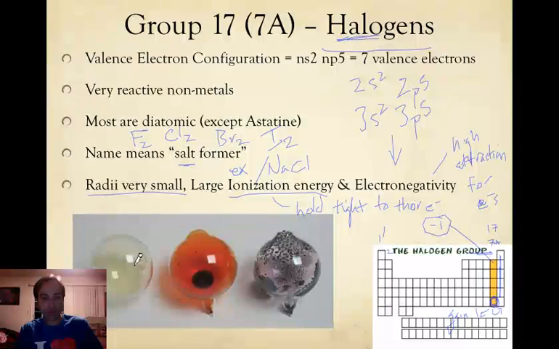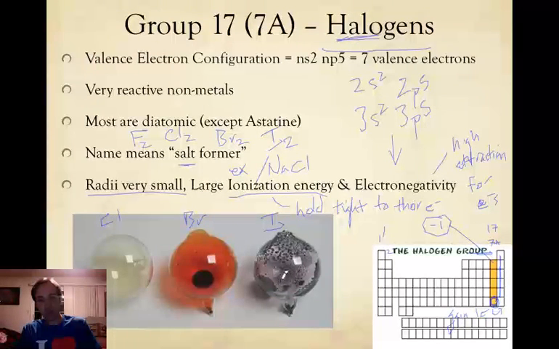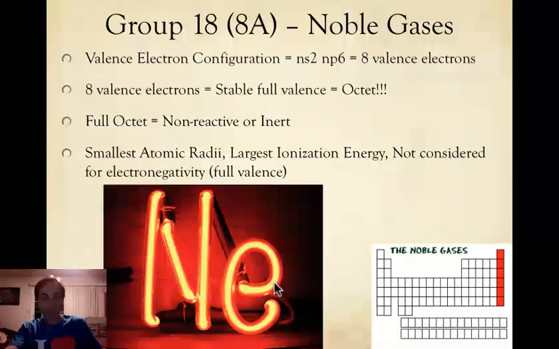Just to talk about my picture down here, these are 3 examples of halogens. You have chlorine, bromine, and iodine. Notice that chlorine is a gas at room temp, bromine's a liquid, and iodine is a solid. So halogens vary in terms of their physical properties, but chemically they behave very similarly.